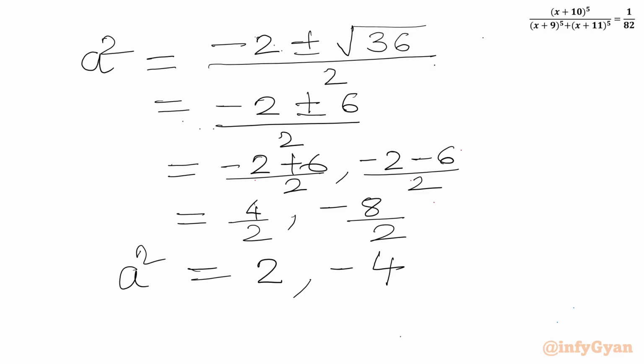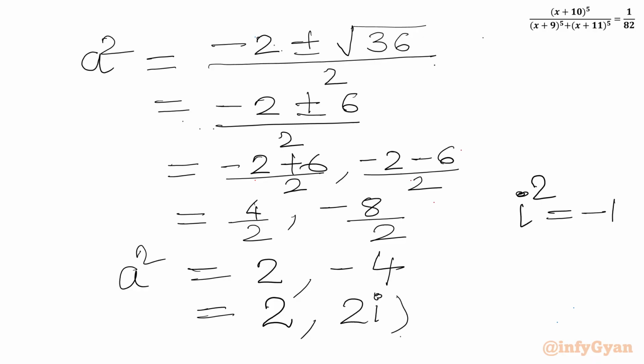Now we can see a square is negative for minus 4. It is negative, so we can utilize the result from complex numbers. i square is negative 1. So instead of writing minus 4, I can write this is 2i whole square, as i square is negative 1.